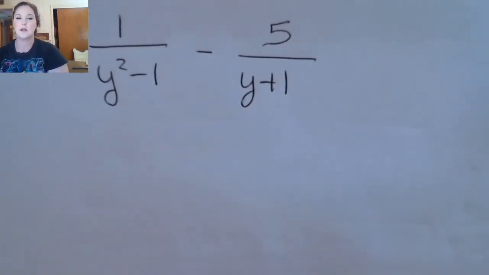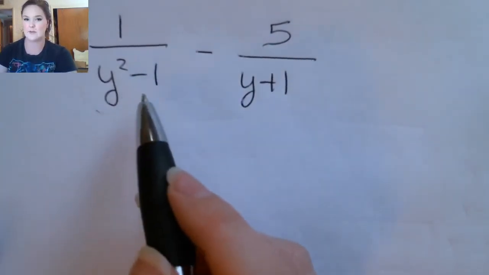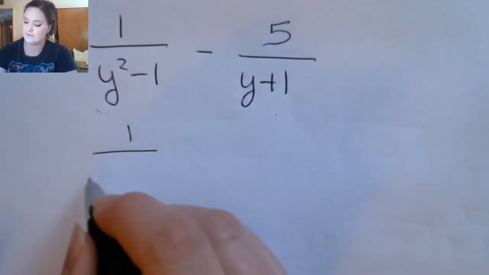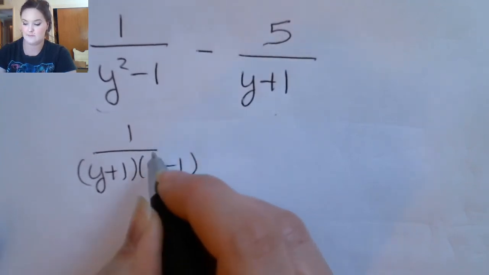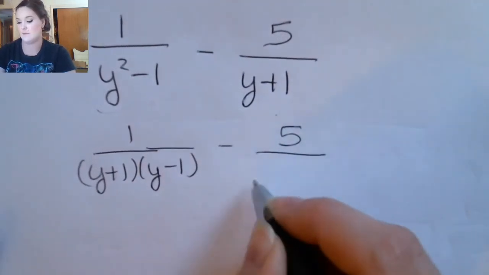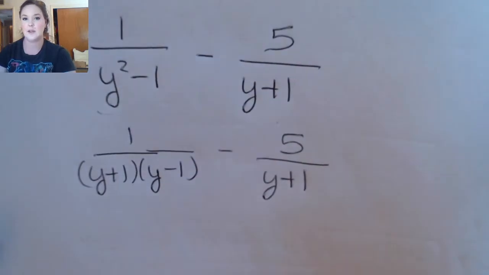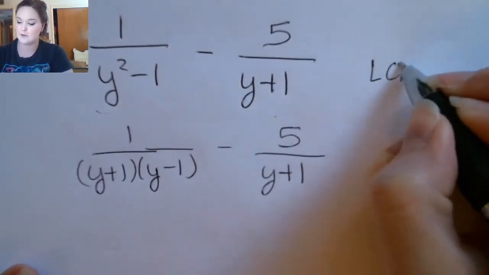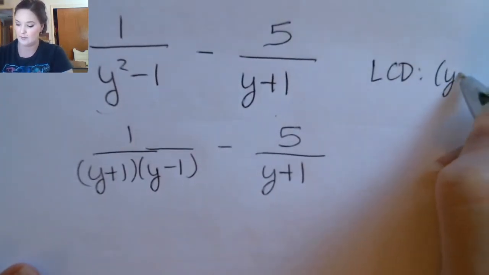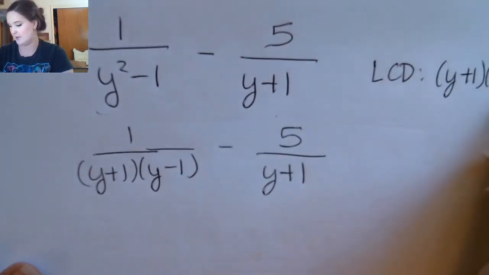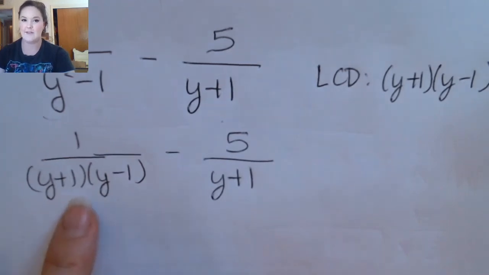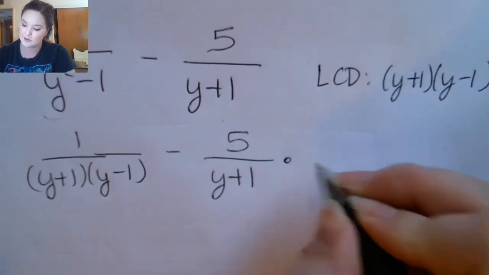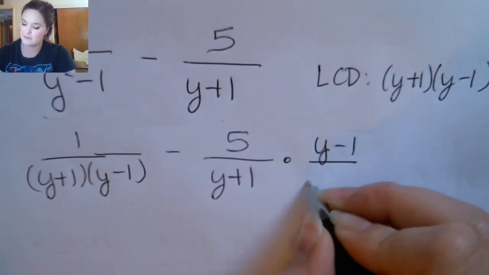Okay, so again, I'm going to start by factoring the denominator. This one factors, that one's already factored. Okay, and now my LCD, I'm going to include all of my factors. So I'll have y plus 1 and y minus 1. Okay. Now here I already have the LCD, so I don't need to multiply by anything. Here I'm missing the y minus 1, so I'm going to multiply by y minus 1.